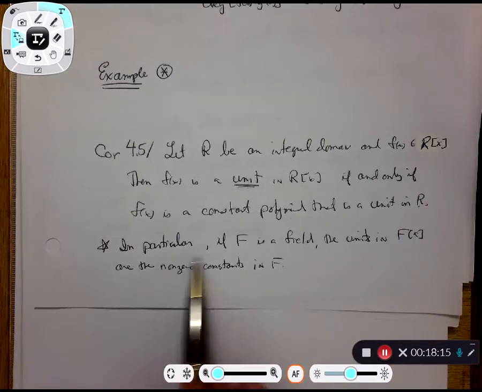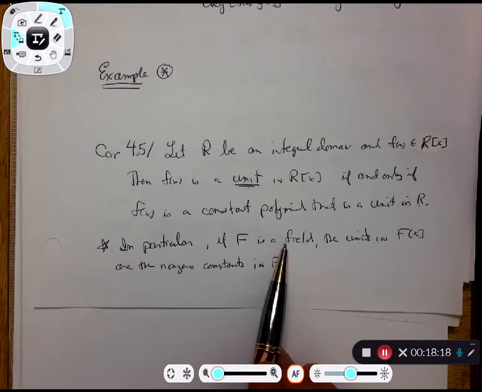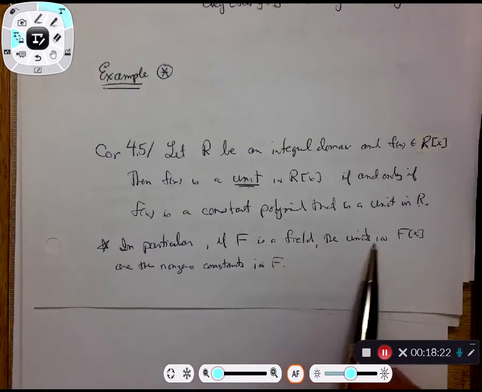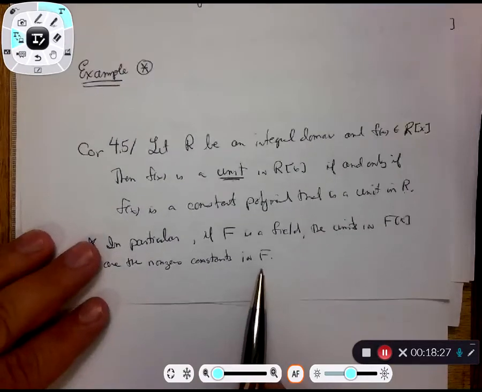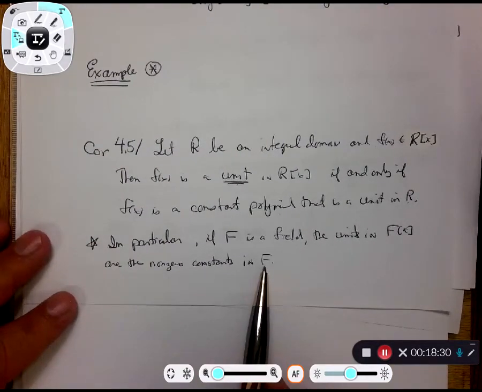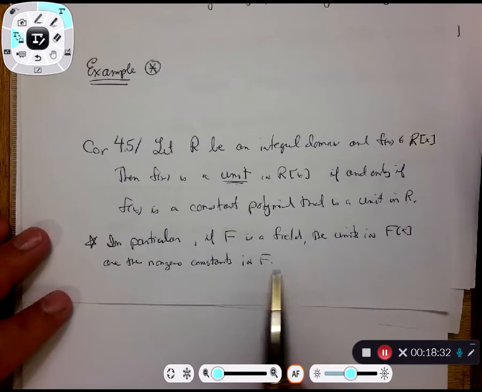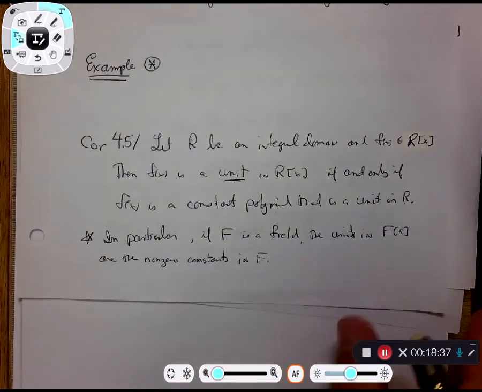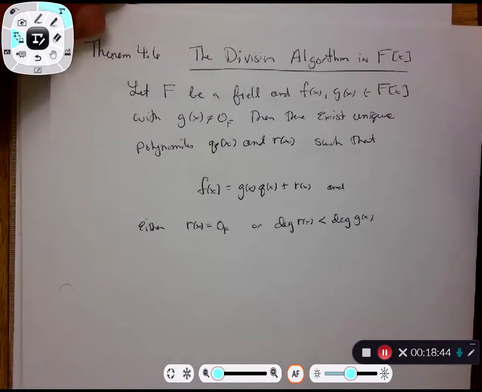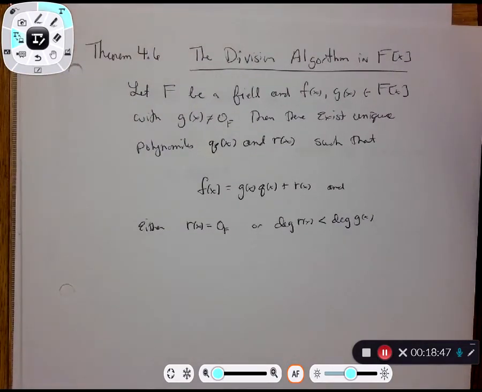And in particular, if we have a field, remember your definition of a field, which is an integral domain with all non-zero elements being units, then all non-zero elements that are in F, you make them constant polynomials. F of x equals 5, those constant polynomials will actually be the units in F adjoined x. So as we get into this stuff, look for patterns. That's going to be the key.